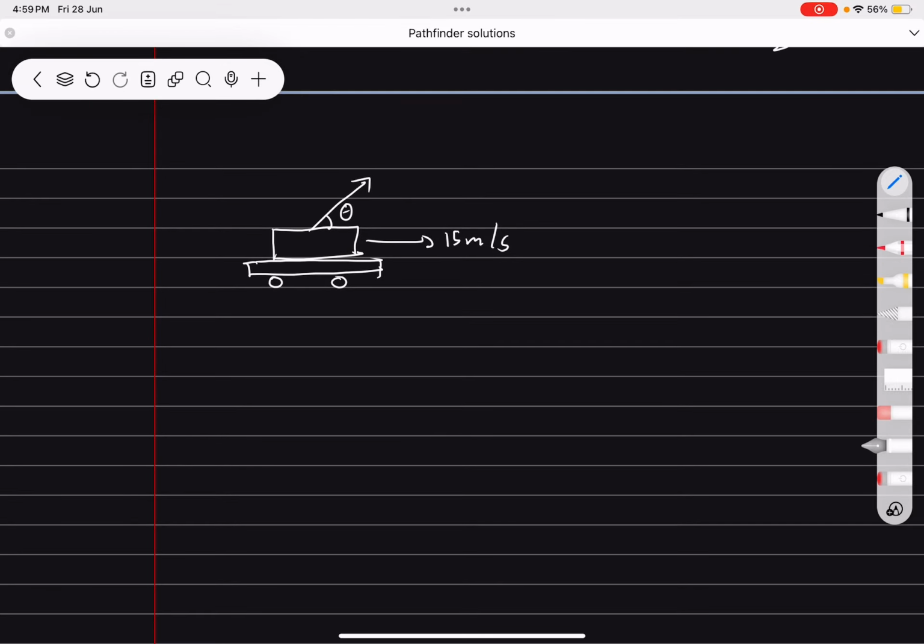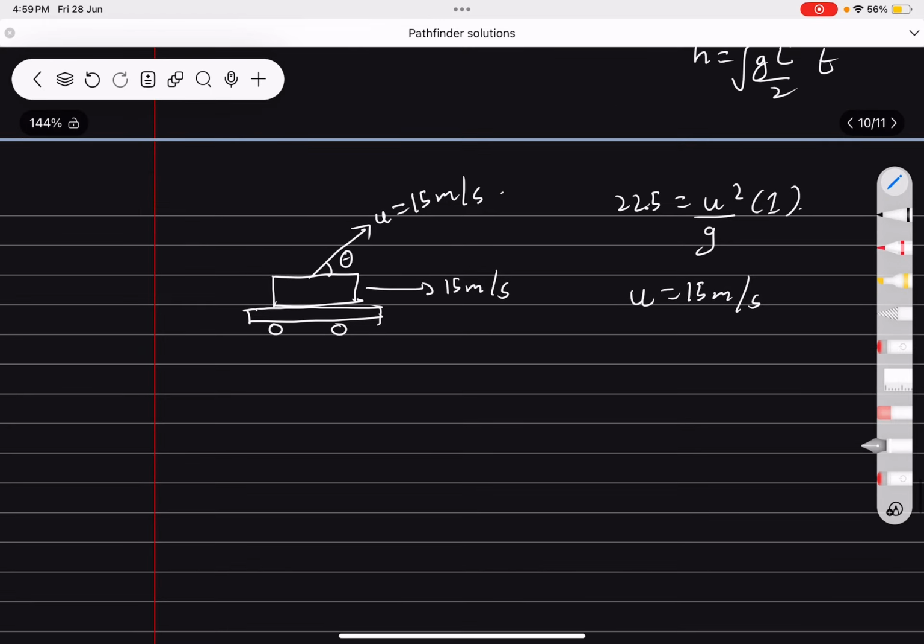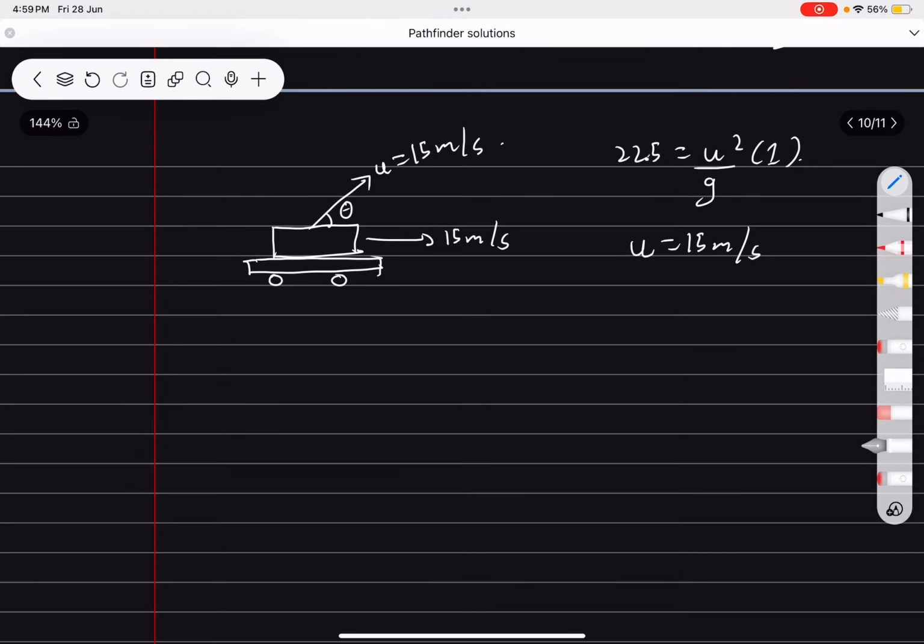This is the initial time. So 22.5 is u square by g, sine 2 theta is 1. So from this you get u as 15 meters per second. And when you fire it the second time, the firing speed of the gun won't change. So still it will be u equal to 15 meters per second. So they asked us at what angle theta in the second time the range will be maximum.